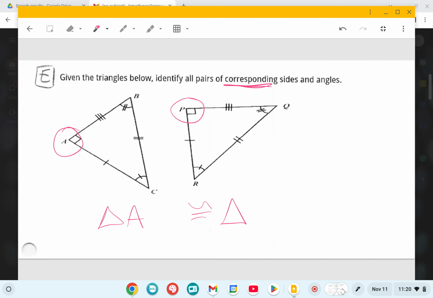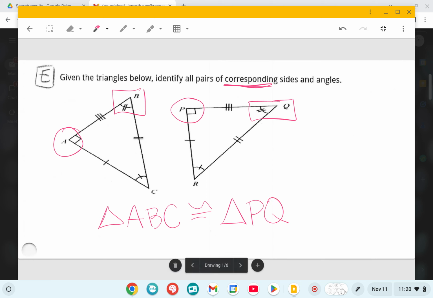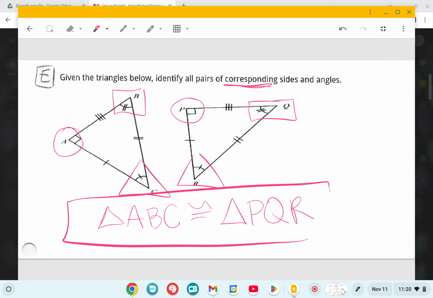So A, B, C is the name of this triangle. A goes with P, like I just said. B goes with Q. You can see how they're marked the same way. So then Q is going to come next. And then C, right here, and R are going to go together. And so R is going to be my third one. And so this is what the answer looks like for problems like this, where you're asked to just write a statement about the pairs of things that are corresponding. But you have to match them up based on the markings.